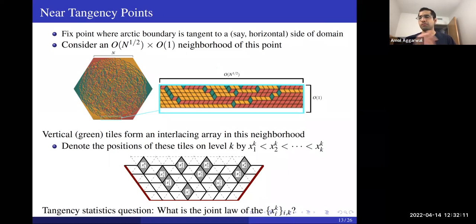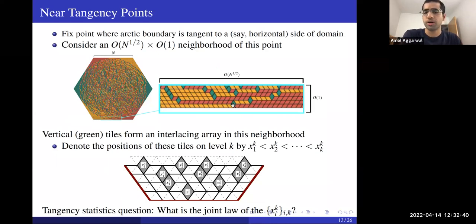As in the bulk case, we looked at order 1 by order 1 neighborhoods. In this case, the proper scaling will be a square root of n by 1 neighborhood, where n is the diameter of the domain. So we'll fix this point, this blue region where my Arctic boundary is tangent to the south boundary of the domain, and we'll consider some n^(1/2) by 1-ish neighborhood of that region.